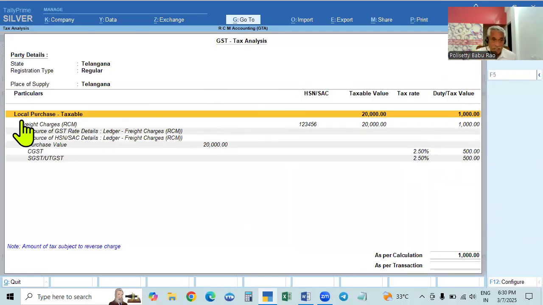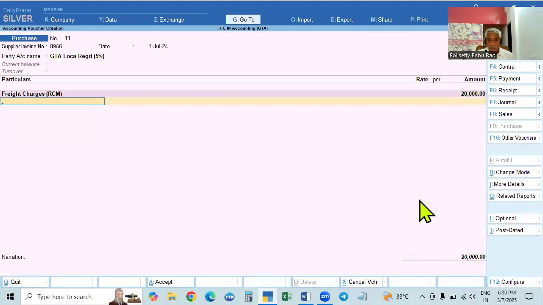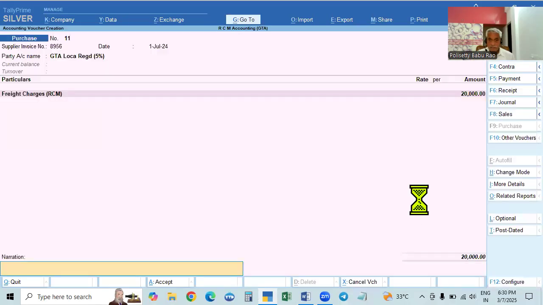Detailed tax analysis. Local purchase, CGST, SGST is applicable. This is also 2.5, 2.5. For 20,000, it is 1,000 rupees, 500, 500. This CGST, SGST is also as per calculation. In the transaction voucher there is no amount, no tax. And here, the amount of tax is subject to reverse charge. So for this also, accept this one, accept this.